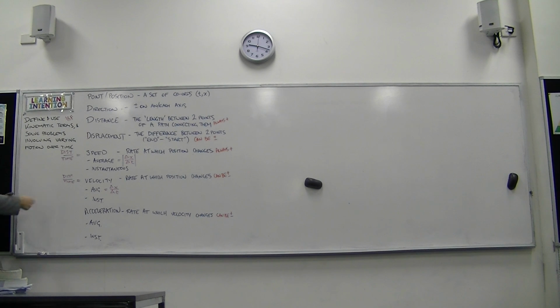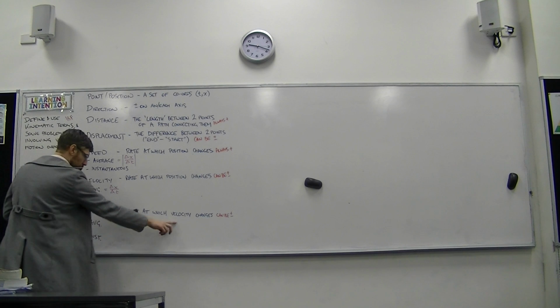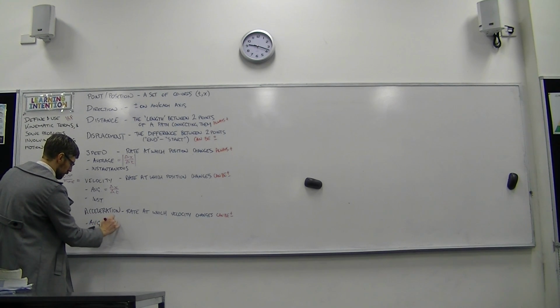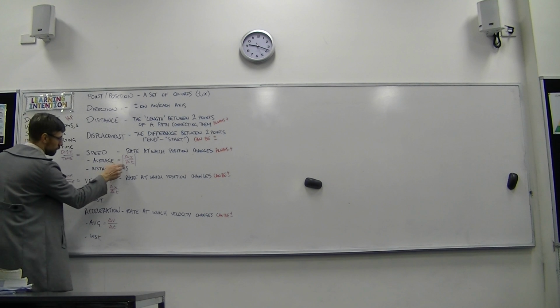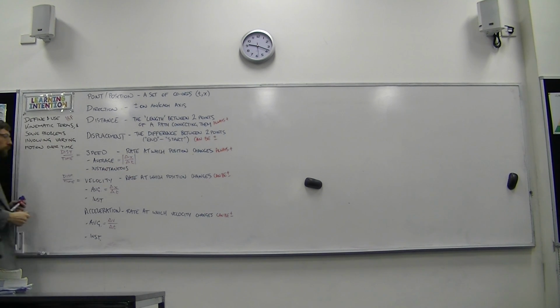Cool. How do I get average acceleration? It's the same thing? No, it can be positive or negative. Specifically velocity, not speed, so we've got change in velocity over change in time. Beautiful. Okay, so that's how we get the average ones.